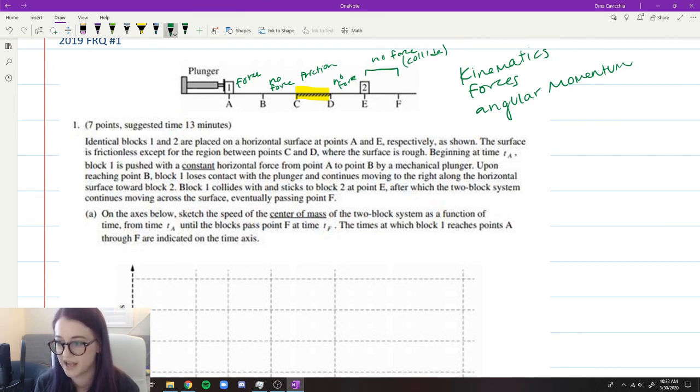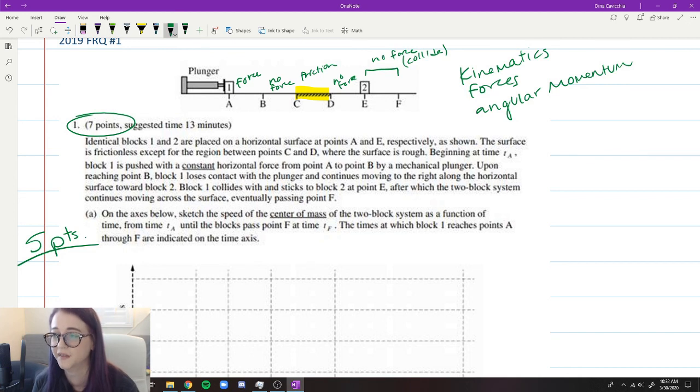So we're sketching the speed of the center of mass of the 2-block system as a function of time all the way until our block gets to F. So let's think about it before we draw it. I like to make notes on the side, especially if I'm doing a real free response question, to have an idea before I actually draw. Because this is going to be worth 5 points. This is a 7-point FRQ, and this graph is going to be worth 5 points. So let's try to dissect it a little bit before we draw.